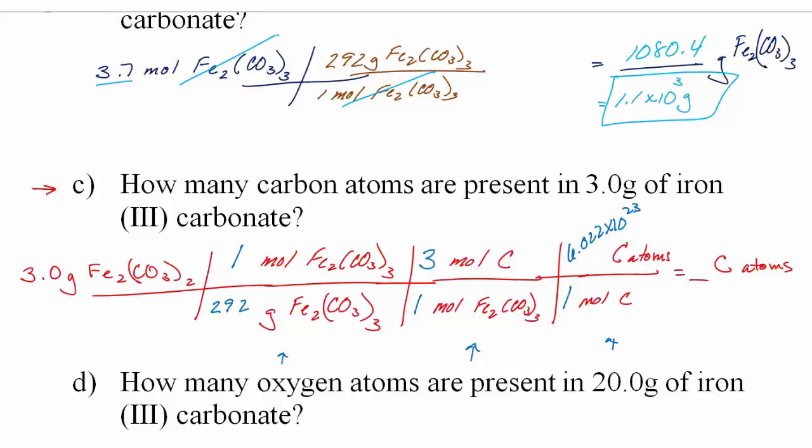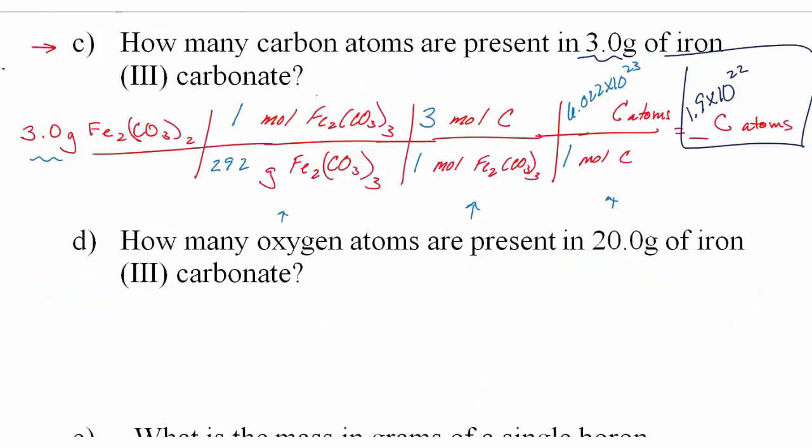Okay? So everything on top multiply, bottom divide, and it looks like we should report our answer to just 2 sig figs. So 3 divided by 292 times 3 times 6.022 times 10 to the 23rd. I get about 1.9 times 10 to the 22 carbon atoms. And I'm reporting my answer to just 2 sig figs because that's what my initial measurement started out with. And that's just our general rule that we're going to follow.